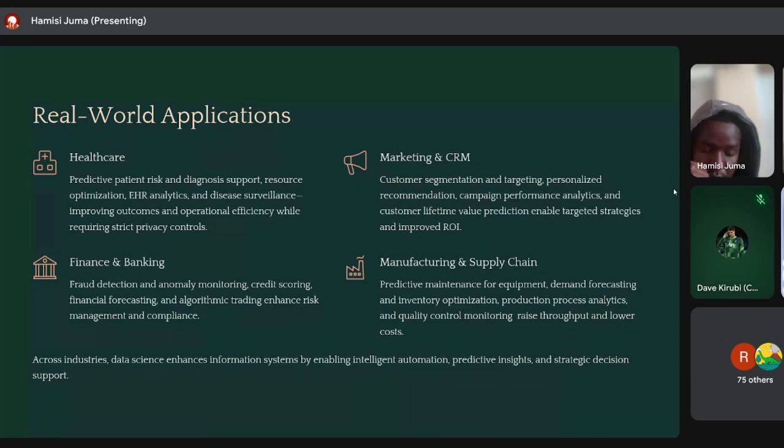We have production process analytics, where we monitor production data to improve efficiency and reduce waste. And finally, we have quality control and monitoring, where we detect defects and process deviations in real time. So the key takeaway is across industries, data science enhances information systems by enabling intelligent automation, predictive insights, and strategic decision support.